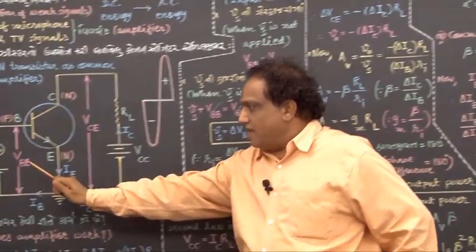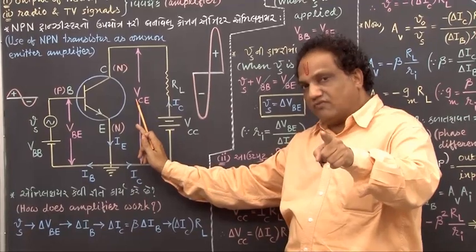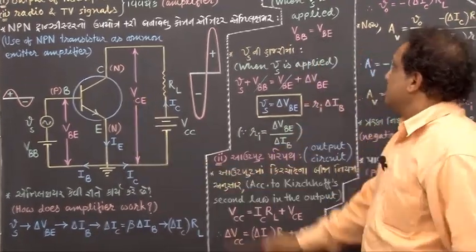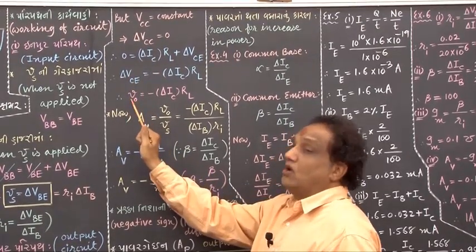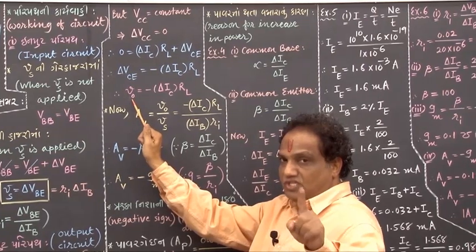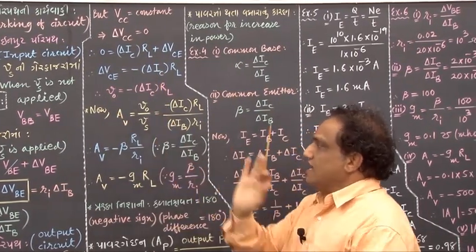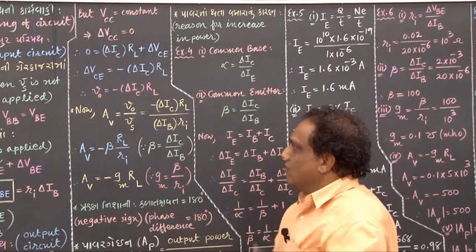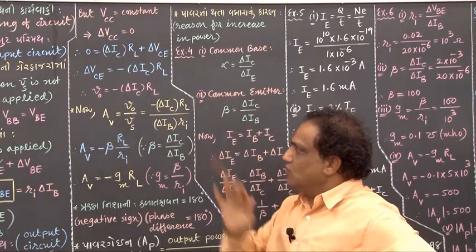Change in base voltage will be called input voltage. Change in collector voltage will be called output voltage, shown by symbol VO. Don't say V0, it's not V0, it is VO, output voltage. Now the right hand side as it is, fine. Now tell me, this is VO equals minus delta IC into RL.